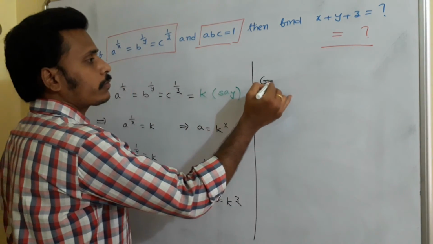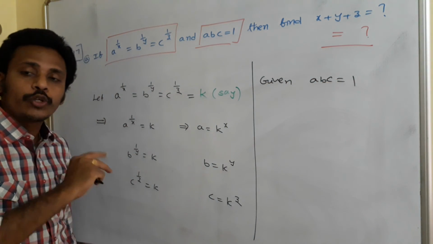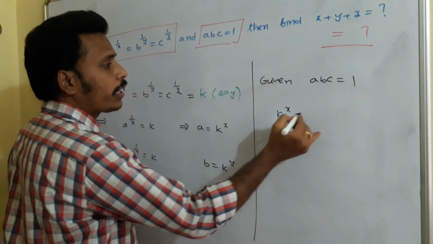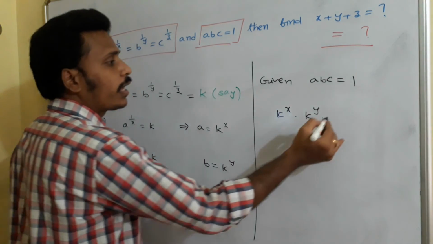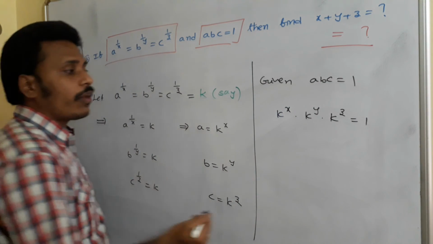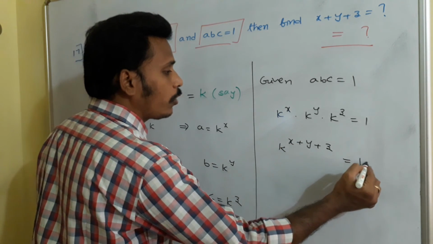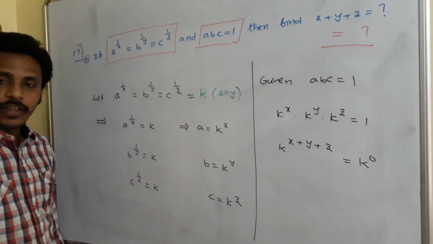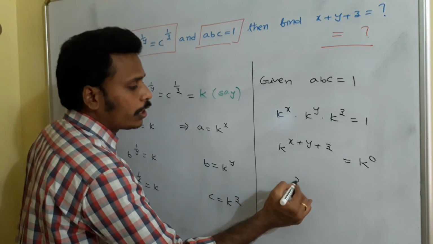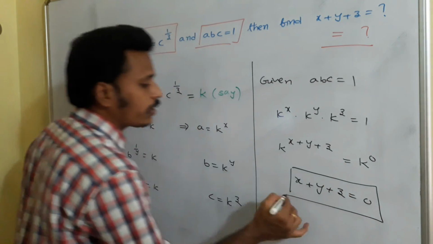Also given, abc is equal to 1. That is, the product a into b into c is 1. So here a is k power x into b is k power y into c is k power z is equal to 1. And on the left side, since bases are equal, you just add the powers. k power x plus y plus z is equal to, that 1 is k power 0. Anything to the power 0 is 1. So rewrite that 1 as k power 0, and since both sides the bases are equal, you just equalize the powers. So x plus y plus z is equal to 0.